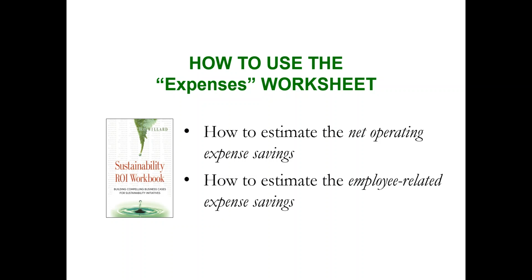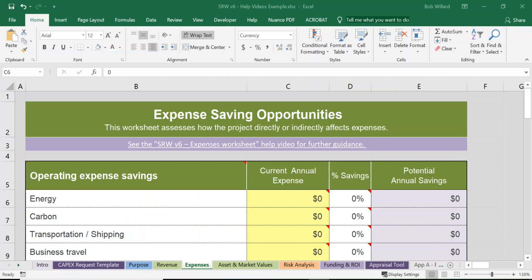The expenses worksheet in the Sustainability ROI workbook is used to calculate how the proposed project will save the company both operating expenses and HR related expenses. So let's take a look at how it does that. The yellow cells on this sheet invite current company expense to be entered.